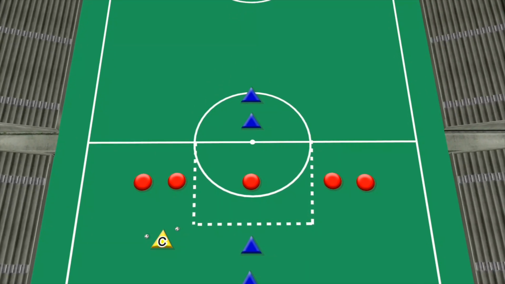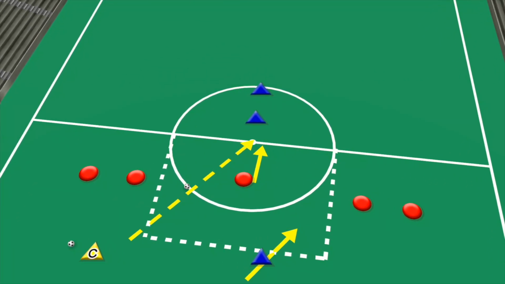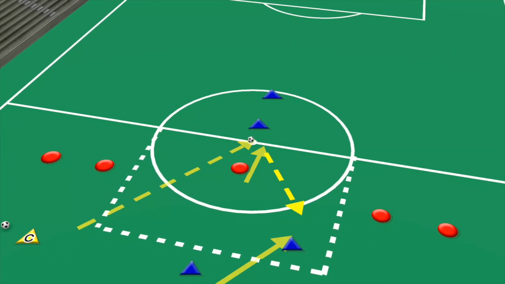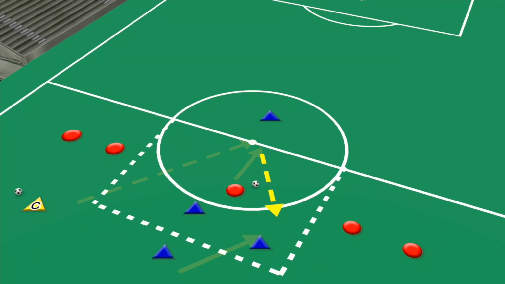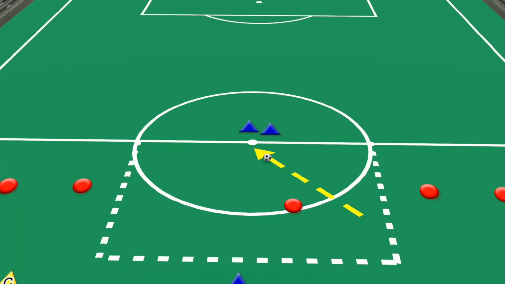Building on phase 1, this phase introduces a defender inside the grid, increasing intensity and focus on defensive transitions and quick reactions. Let's move into phase 2. The blue team keeps possession by passing back and forth inside the grid. One red defender is inside the grid, trying to win the ball and pass it to their red teammates outside. If the red defender wins possession, they must pass to a red teammate to complete the transition.